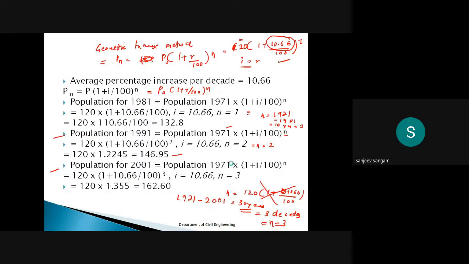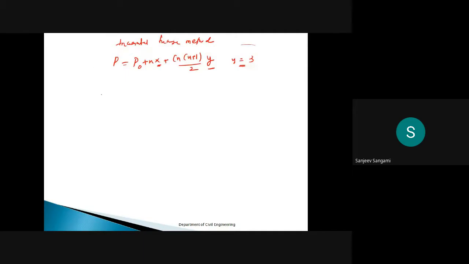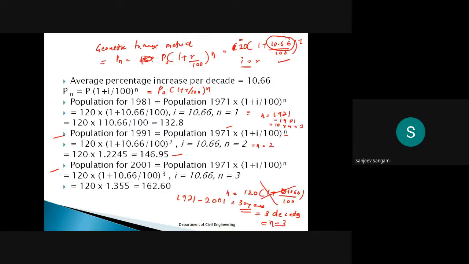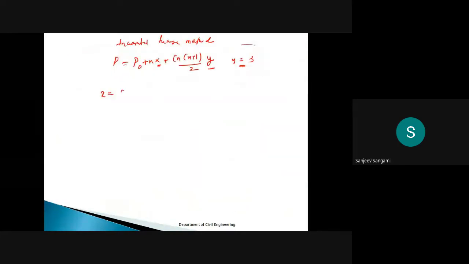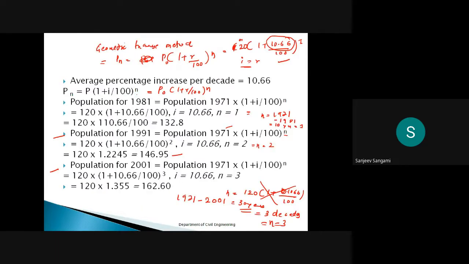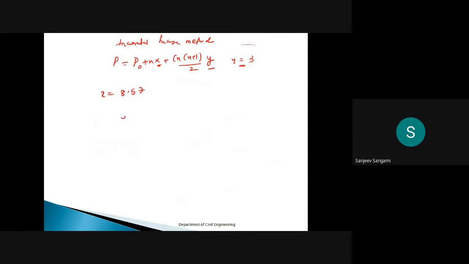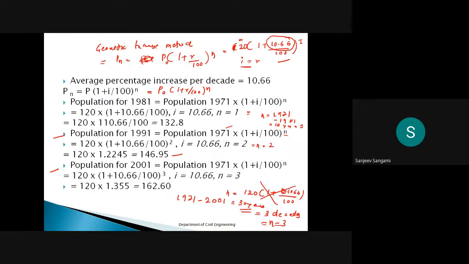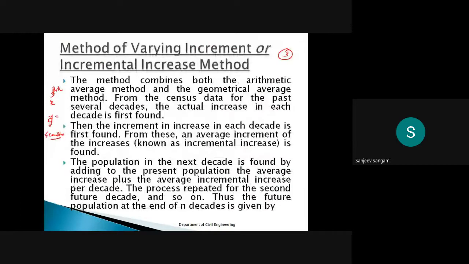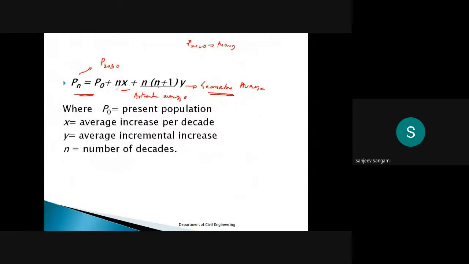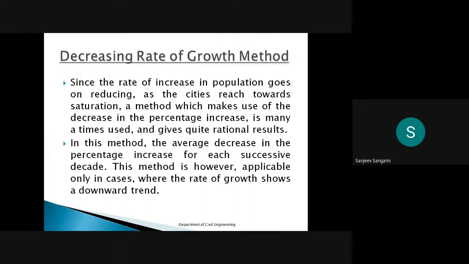So then the incremental increase method, we already calculated. So x we already know, that is 8.57. Then y that we already calculated, that is equal to 3. So when we are calculating, one very important correction in the discussion we did earlier: here it is divided by 2, very important, that we did not do.